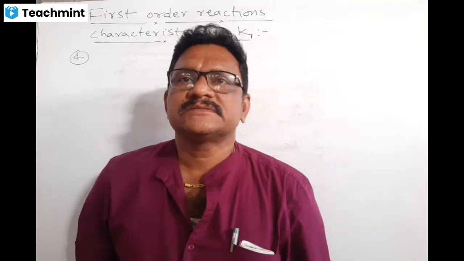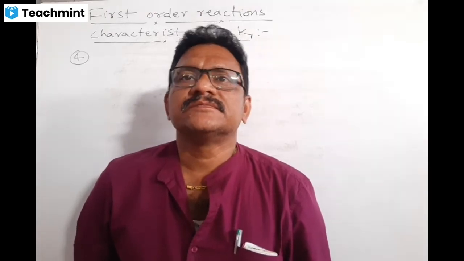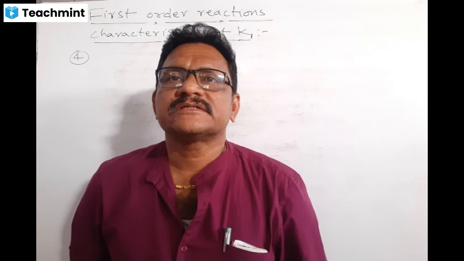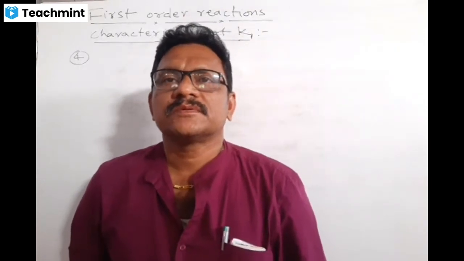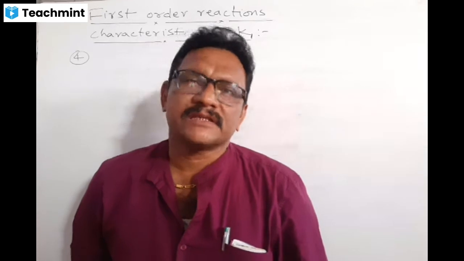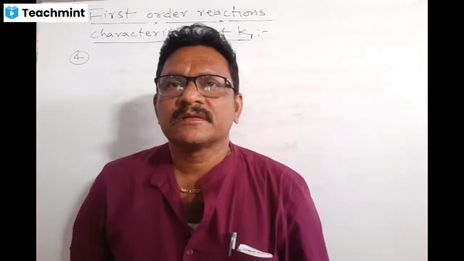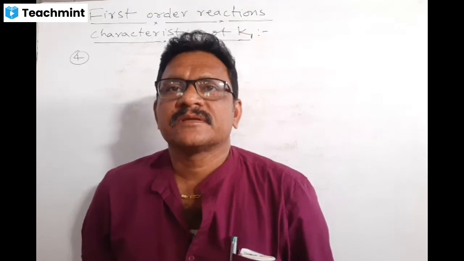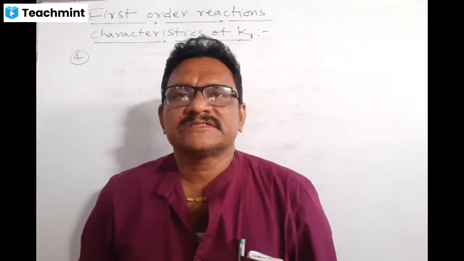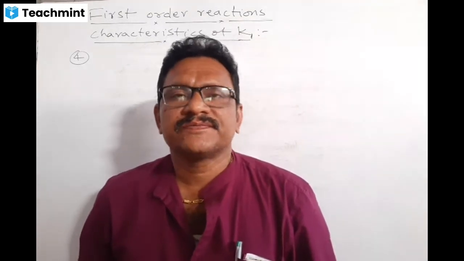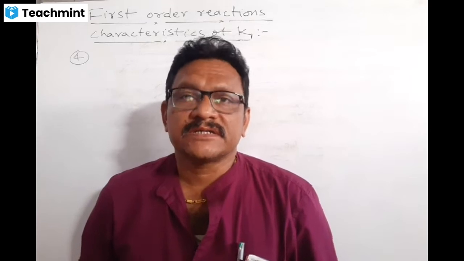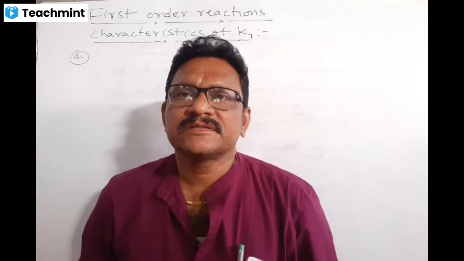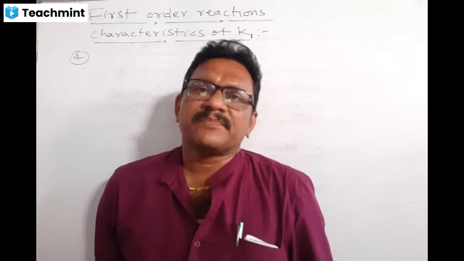In last class, we studied characteristics of K1 up to half-life and calculation of slope. Today, we shall discuss some more characteristics for first order rate constant. That is, the fourth property of K1.